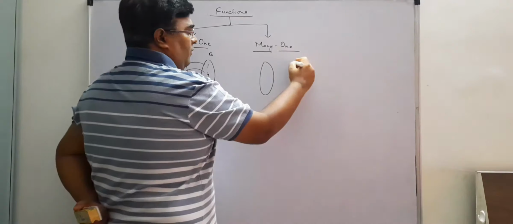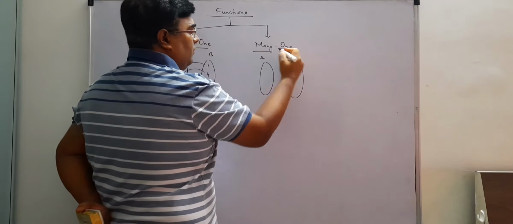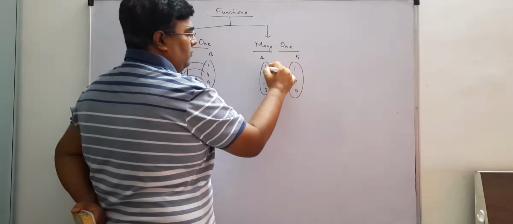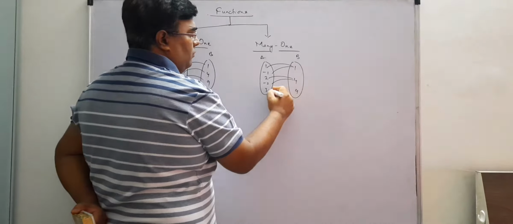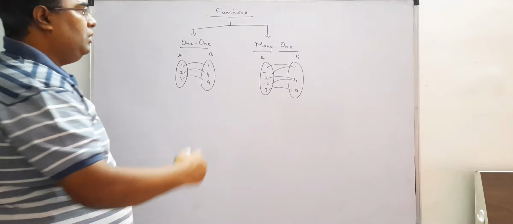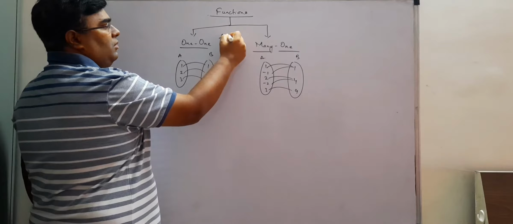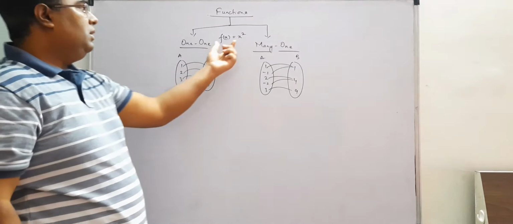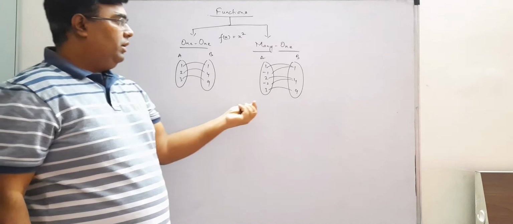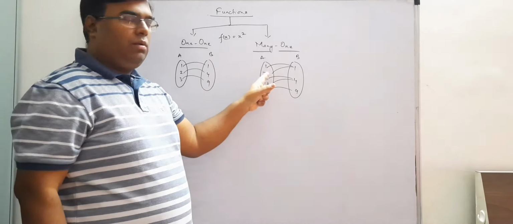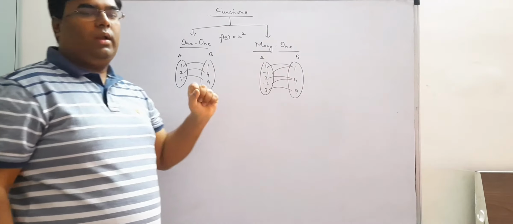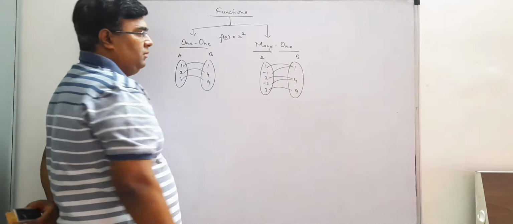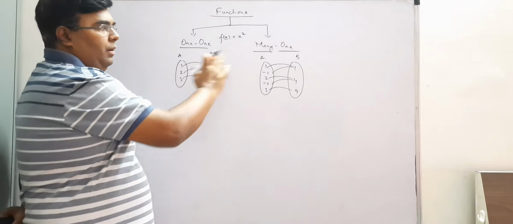Now, many-one, what will happen? Right? My function is what? My function f of x is x square. Right? I am using this function. So, in this case, 1 and minus 1 both are related to 1. Right? So, we are using the term many-one. Clear? One-one, many-one.